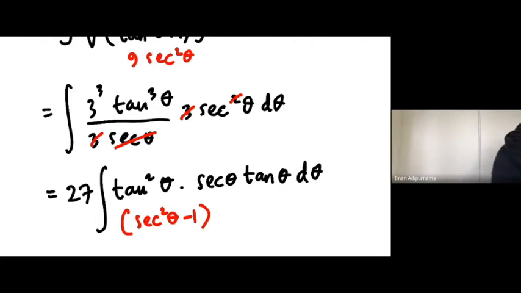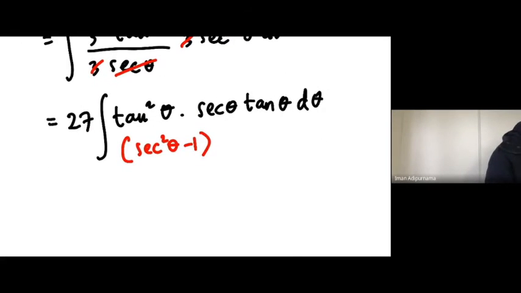Okay, so let u be secant theta, and the derivative is secant theta tangent theta d theta.